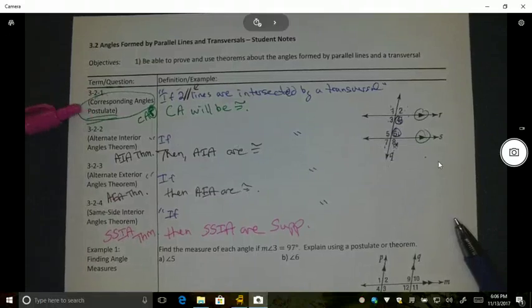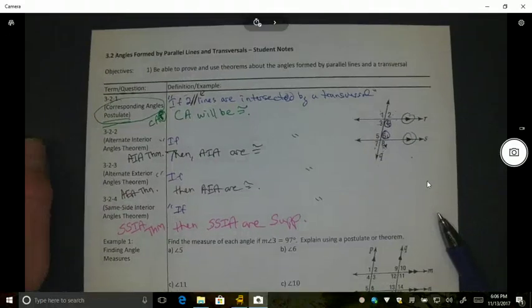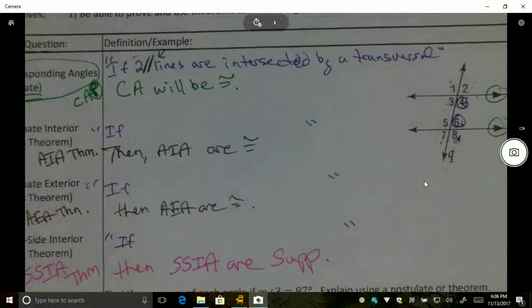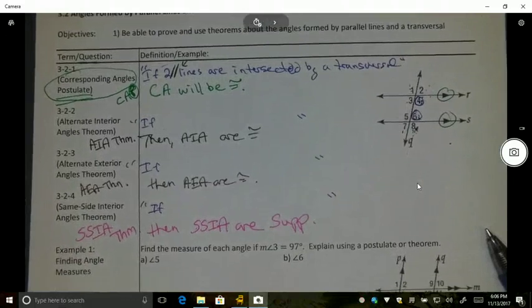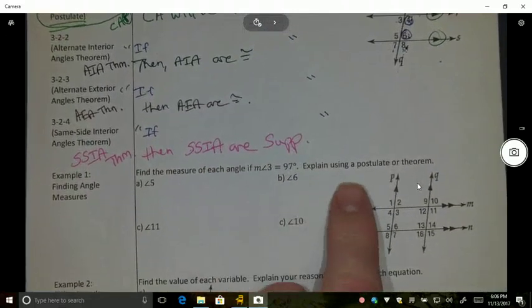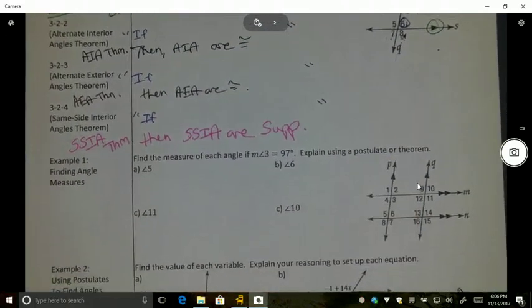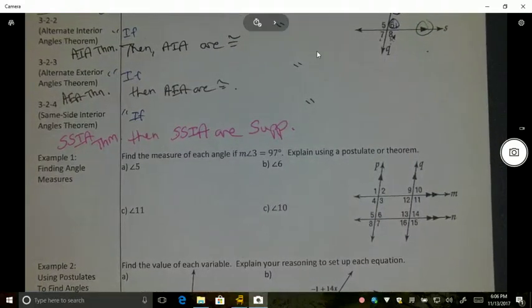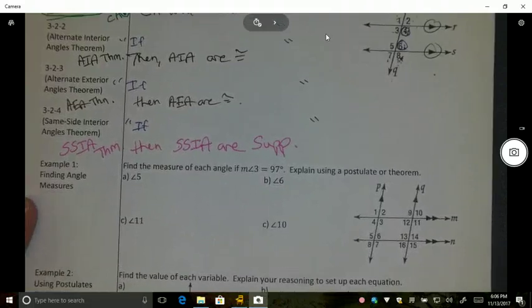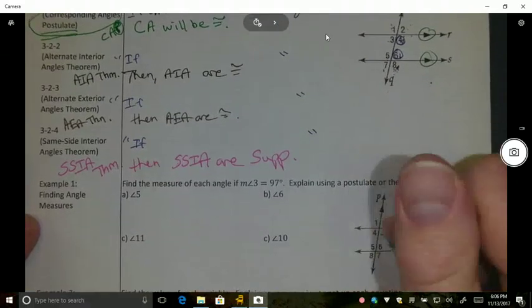So these are what this postulate and these three theorems say. And we should have at some point done this and proven these. If not, we will be proving these three. So let's take a look at how we're going to use this. We have to explain our reasoning with a postulate or theorem. They've given us that angle 3 is 97 degrees. So I'm going to put 97 degrees right there.